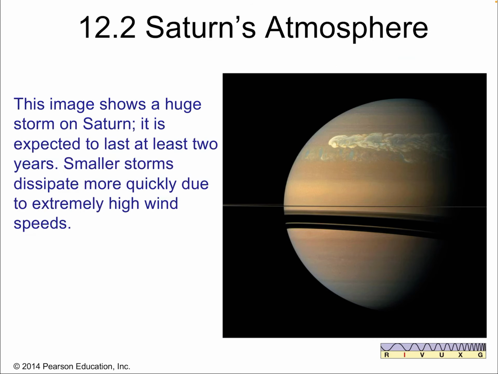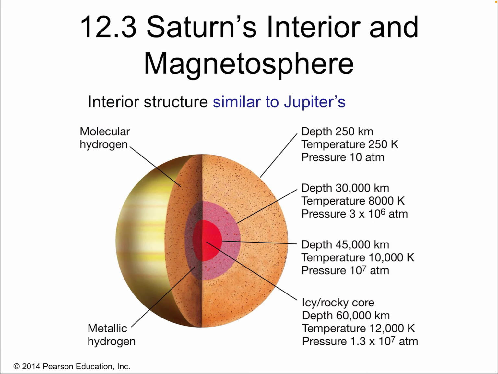Okay, this image here, right, that's a beautiful image, shows a huge storm on Saturn. It is expected to last at least 2 years, and smaller storms dissipate more quickly due to extreme high wind speeds. Right? But this storm will continue in one form or another for a couple of Earth years, not Saturn years, by the way.